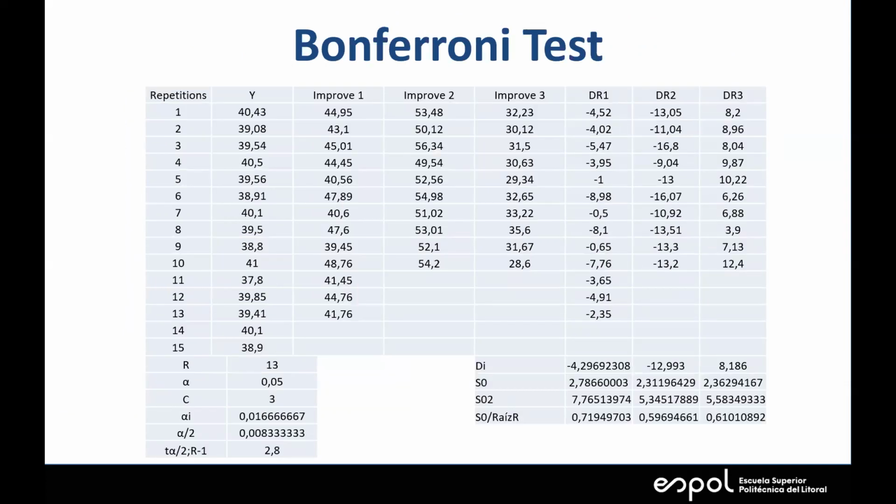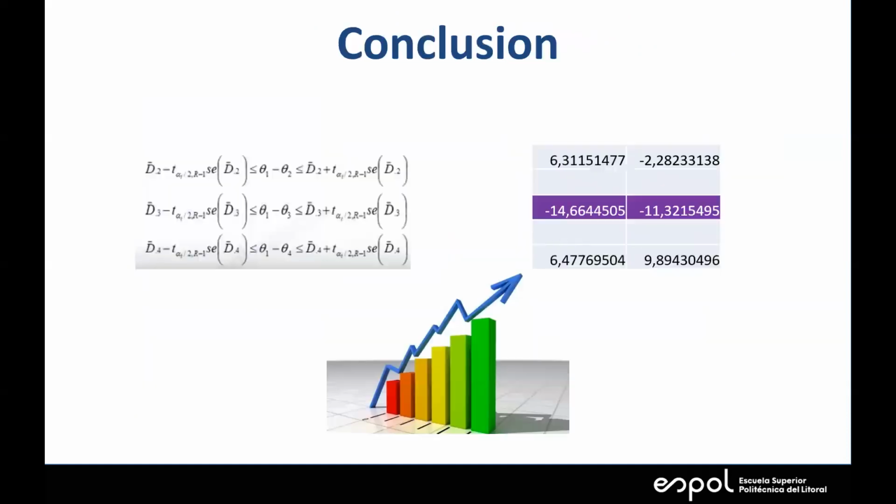To know which improvement to stay with, we used the Bonferroni test, which gave us the result that Improv 2 is the most approved for our project. For the conclusion, we have used the result that Improv 2 is the most approved.